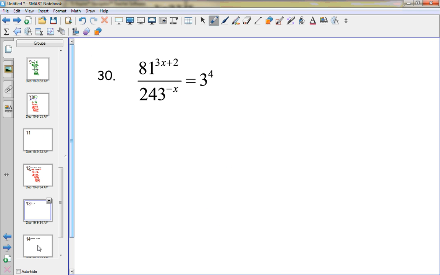Number 30. What does 81, 243, and 3 have in common? I'll divide by 3, but more importantly, I can express them as a power of 3. What is 81? 9 times 9, which is 3 times 3, 3 times 3, which is 3 to the 4th, times 3x plus 2. All over, what's 243? 3 to the 5th.